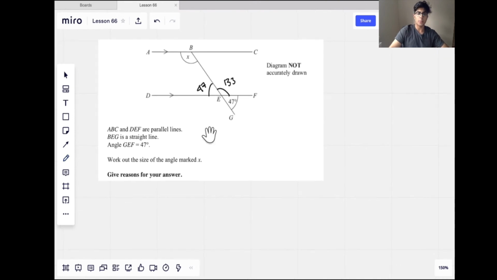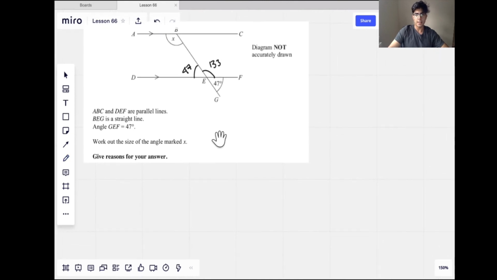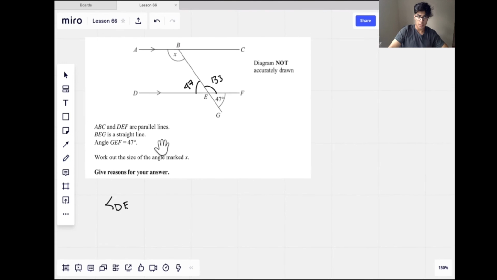So the way you label this is, remember, you see here how it says give reasons for your answer. So you basically need to show step-by-step working. It helps to label the diagram, but you need to say how you figure everything out. So this is where it's important to know the notation as well. So you say angle DEB is equal to 47 degrees. And then the reason you put in brackets, you say vertically opposite angles are equal.